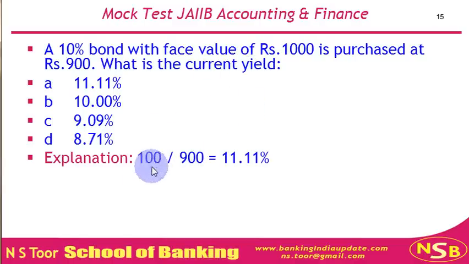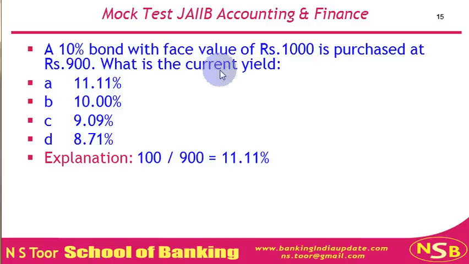So here we have the coupon amount on 1000 at 10%. We will get 100 rupees every year. So here is the coupon amount, the amount of interest to be received every year. Here we have the purchase price. So coupon amount divided by purchase price, this is our current yield. So 100 divided by 900 multiplied by 100, that is 11.11%. And option A is our answer.